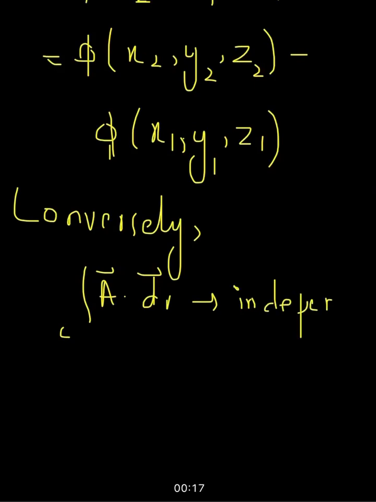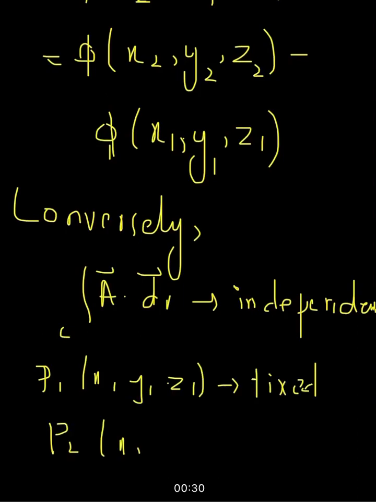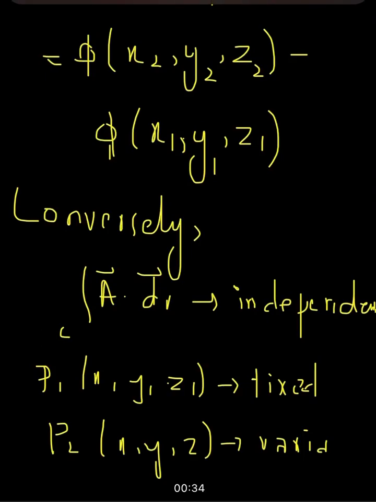Now further, we choose these points as fixed points. Because the integral is independent of the path, it only depends upon the two points. So I'm choosing these two points as fixed: P1, (x1, y1, z1), is a fixed point, and P2, (x, y, z), is variable.